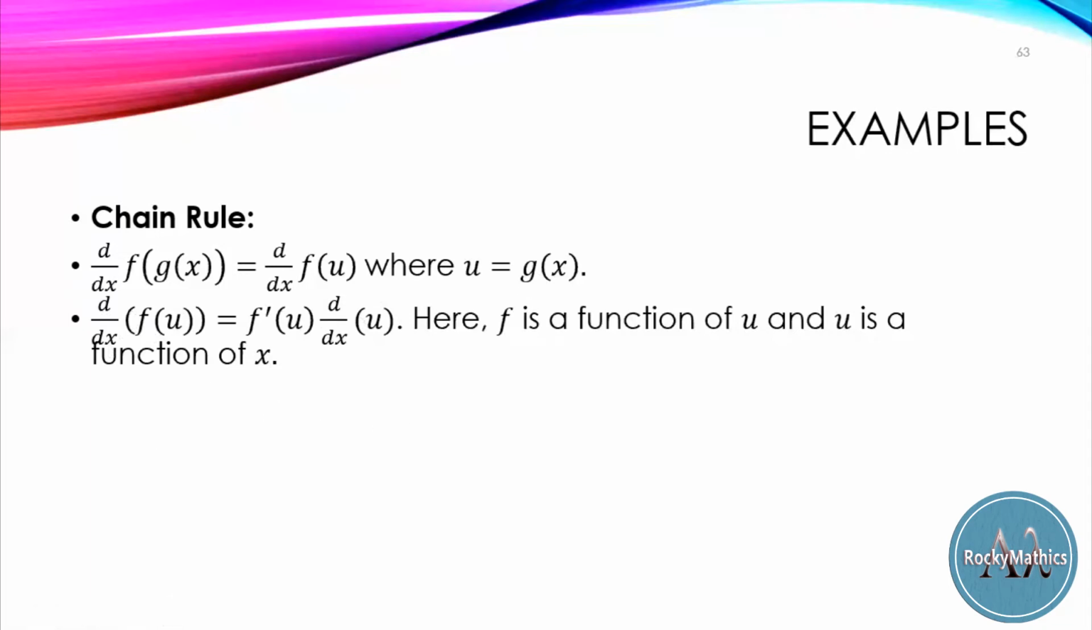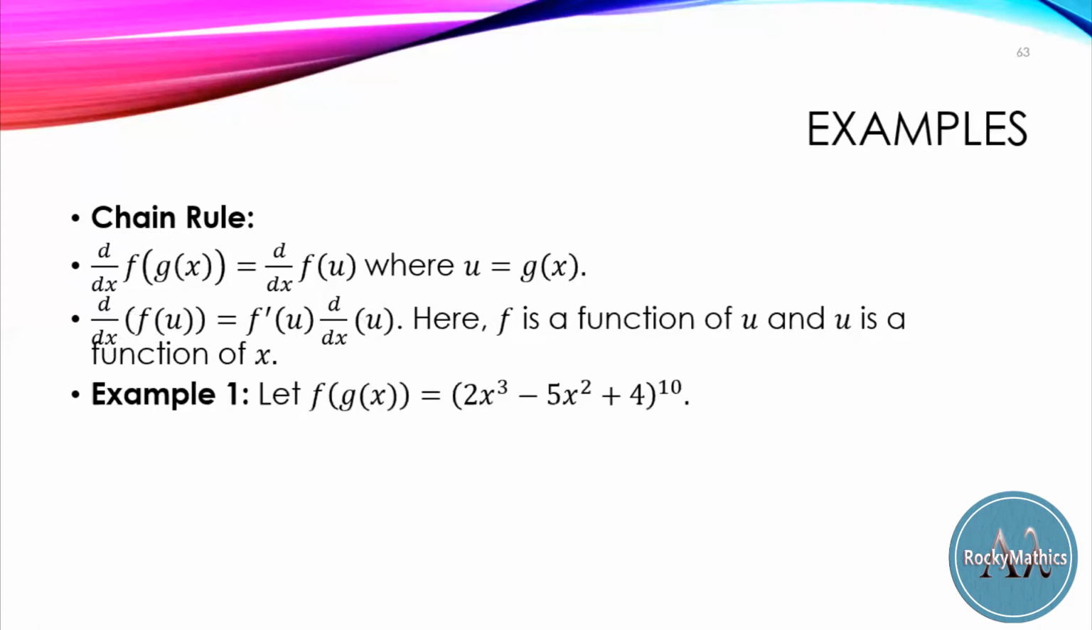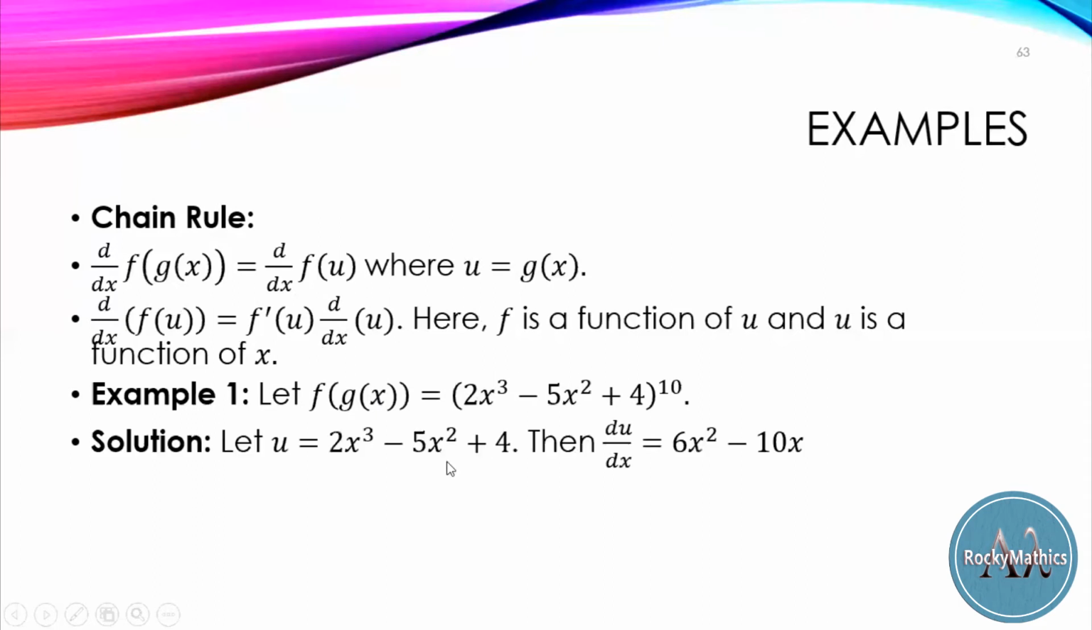To understand more, let's go back to our first example. So the original example is: let f of g of x be equal to the quantity 2x cubed minus 5x squared plus 4, raised to 10. Now, we can use this formula instead of g of x. We can let our g of x, which is the function inside, be our u. So we let u be equal to 2x cubed minus 5x squared plus 4. Then we're going to find the derivative of u with respect to x with the use of this notation du dx, which means the derivative of u with respect to x.